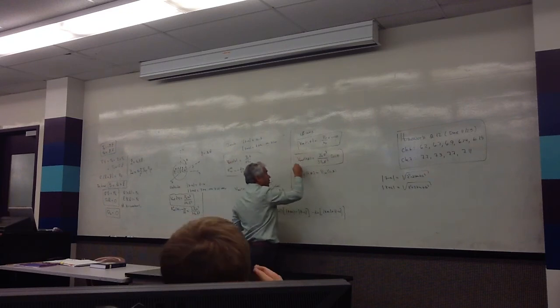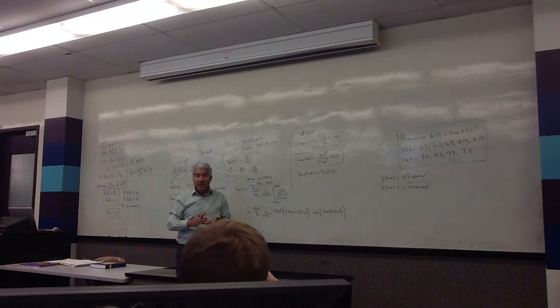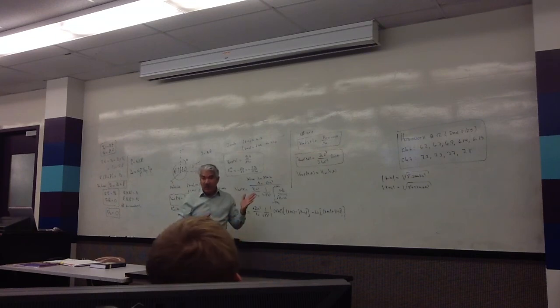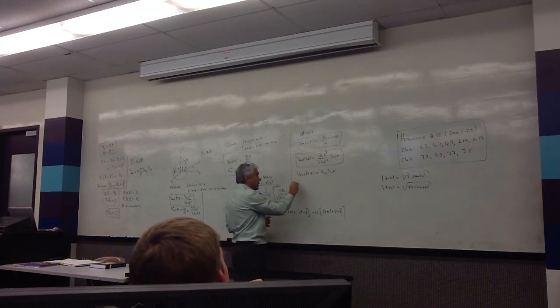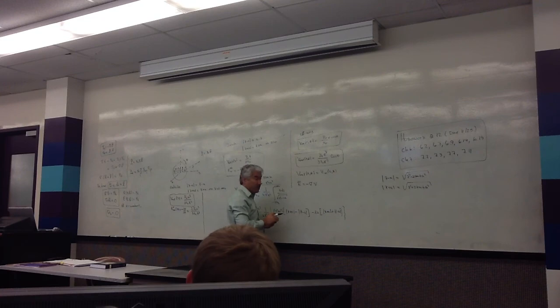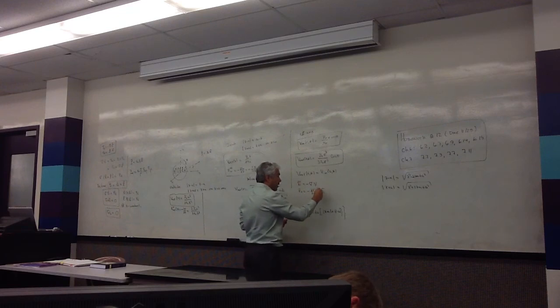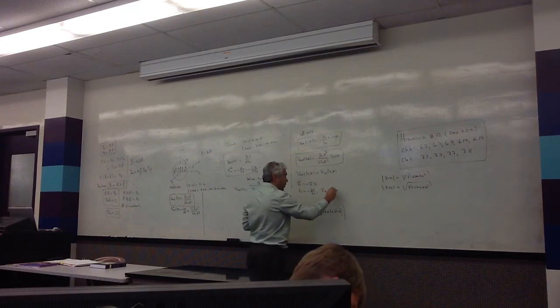And now that I have the potential anywhere, now I can calculate the theta value of the electric field and the r value of the electric field. I did it for the z direction, but now E vector should be equal to minus del of V. So E r should be equal to minus dV dr, and E theta should be equal to minus 1 over r dV d theta.